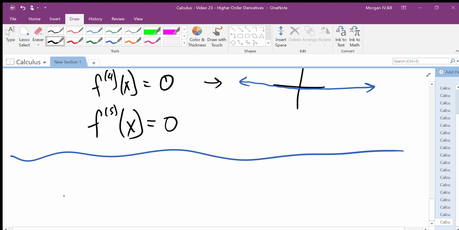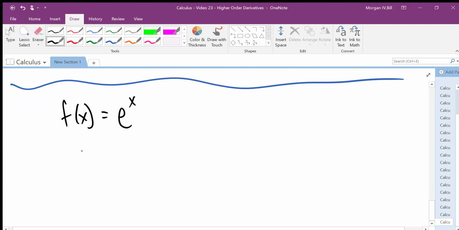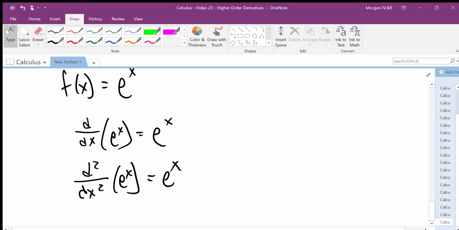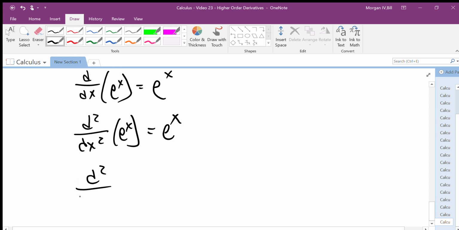How about f of x equals e to the x? Again, pause the video, work through it on your own. Let's find the first 4 derivatives. So I'm going to switch notations here just to practice. The derivative of e to the x is e to the x. The second derivative, now e to the x, the first derivative, is e to the x. The third derivative, still e to the x.